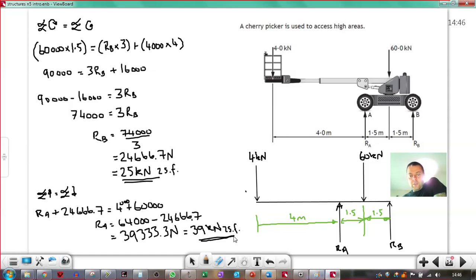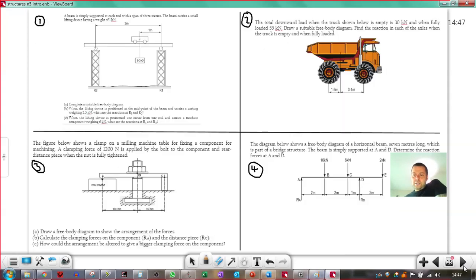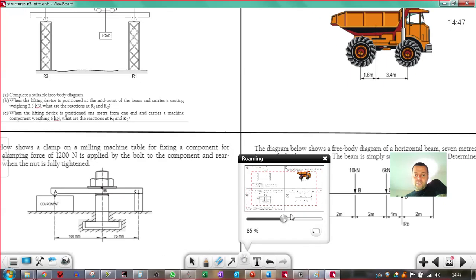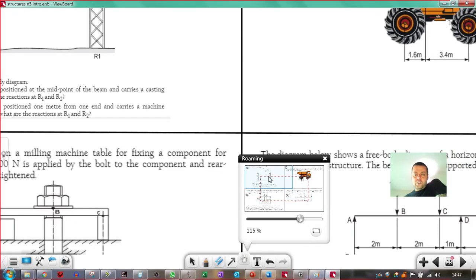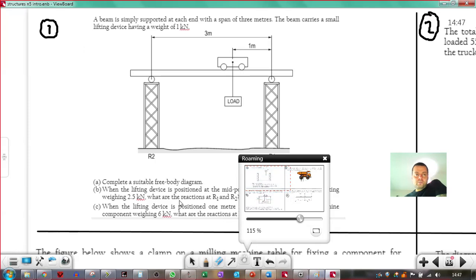So you can see how these questions end up exactly the same, but you just have to create your own free body diagram, and as I've said, you're just looking for a straight line between 2 points where your reactions are going to be, and then your distances. Just make sure you get your distances right. So you guys are going to go ahead and complete these questions. What I'm going to do is I'll just zoom in on them, and you can pause the video in order to do the question.